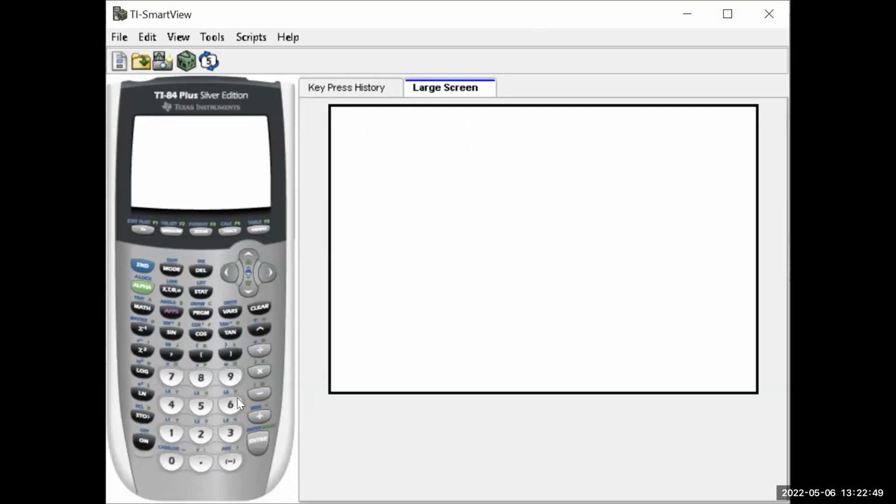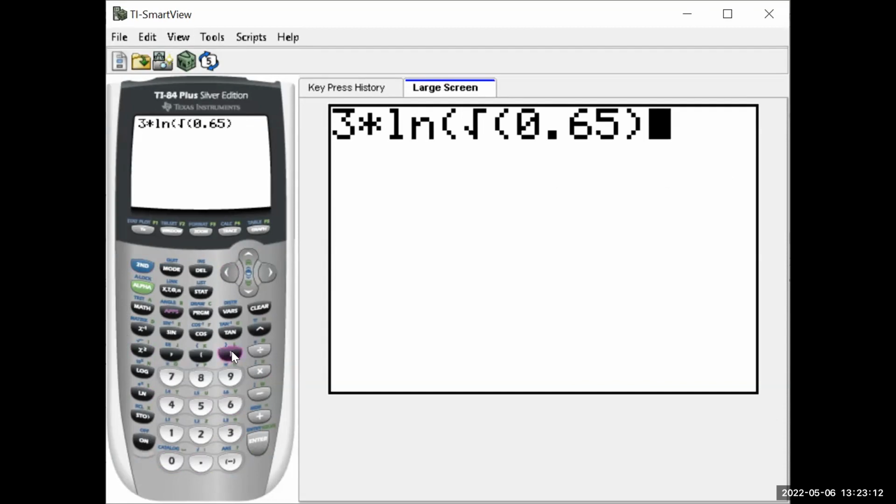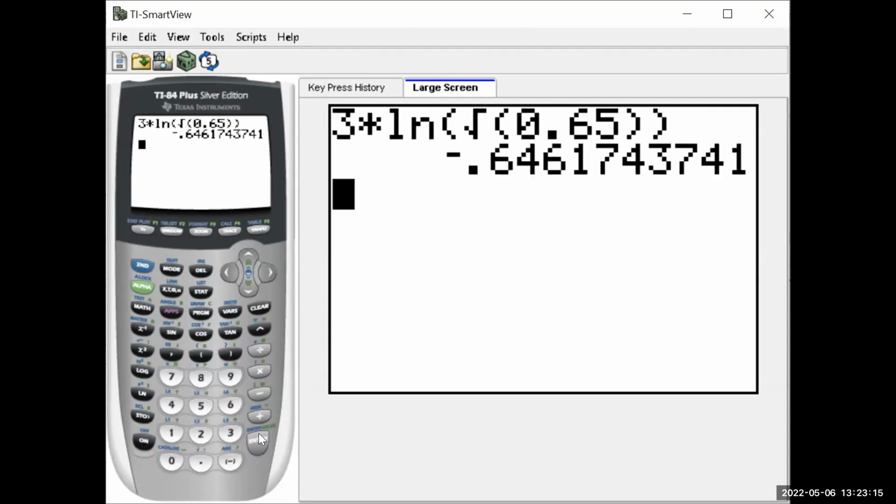I want 3 times, here's my natural logarithm. And then inside, I'm taking the square root. Oops, not the square, back up. The square root of 0.65. Close the parentheses that's in the square root, and then close the parentheses that's for the logarithm. So 3 times that is negative 0.64617, 43741.